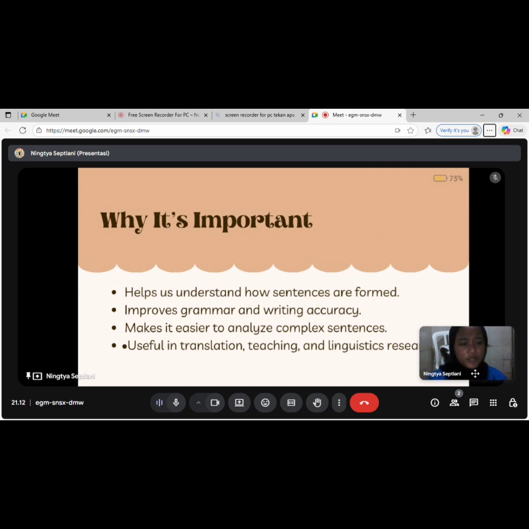Learning parts of speech and sentence diagrams is very useful. It helps us understand how sentences are formed, improves our grammar and writing skills, and makes analyzing sentences much easier. It's also helpful in teaching and even linguistic research.